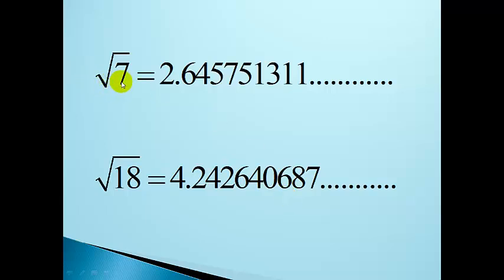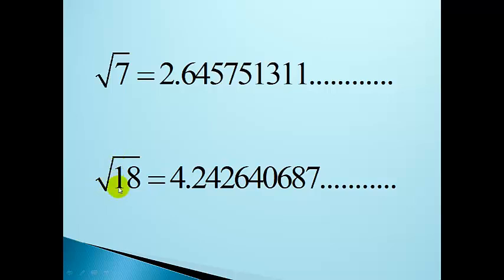Now, root 7 is equal to 2.645751311. In that order, it continues. So we can see that the answer is non-terminating, and that is why root 7 is called a surd. This answer cannot be expressed as a quotient of two integers because it's a non-terminating decimal.